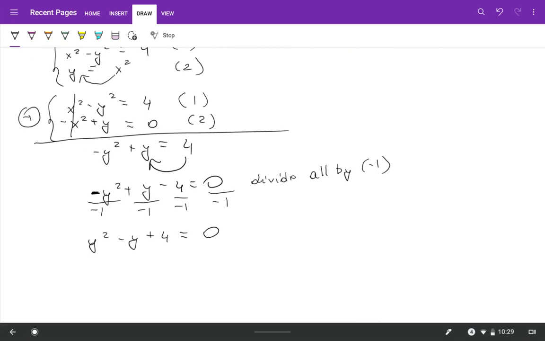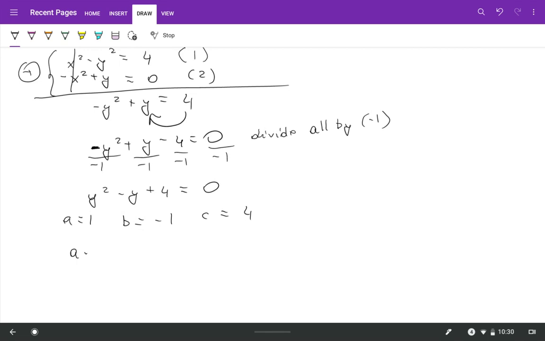And let's see if we can solve that by factoring. a equals 1, b equals negative 1, c equals 4. So the AC method: a times c will give you 4. Now find two numbers which by multiplication give you 4, and the same two numbers by addition should give you b, which is negative 1. Okay, nothing is going to work. So I'm going to solve the system using the quadratic formula. So the AC method doesn't work.